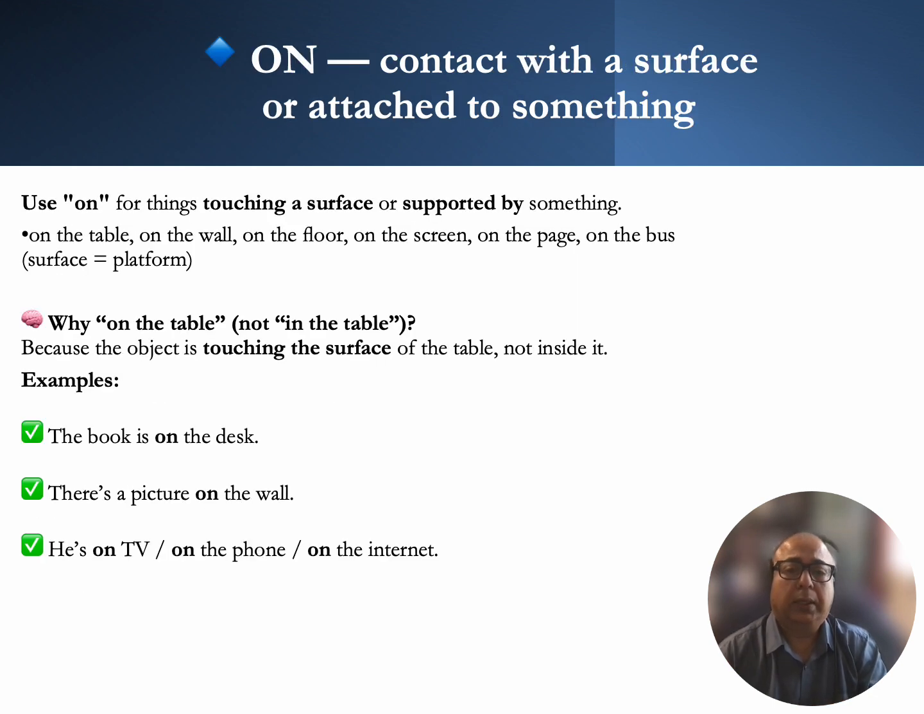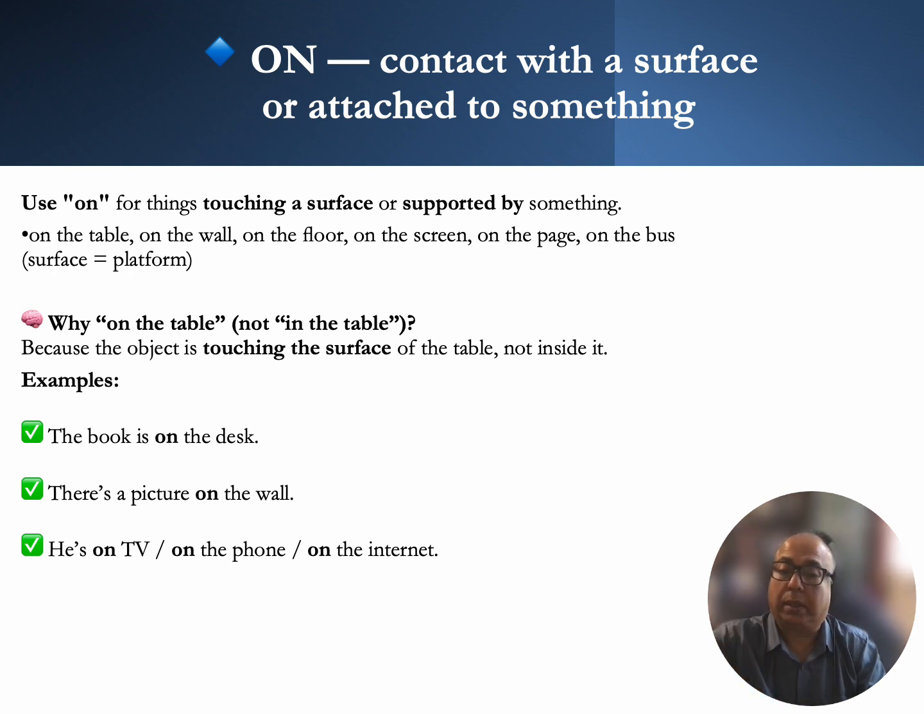Okay? On, when do we use on? We just learned how to use in. When do we use the on preposition? When there's a contact with a surface or attached to something. Remember, the book is on the table, so the book is touching the table. It is sitting on the table. The book is on the desk.